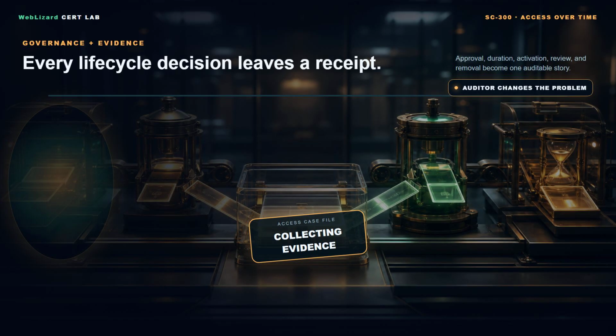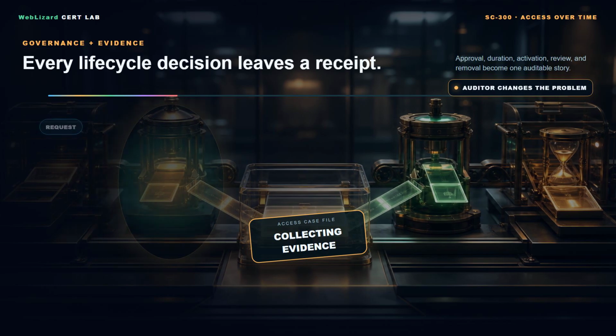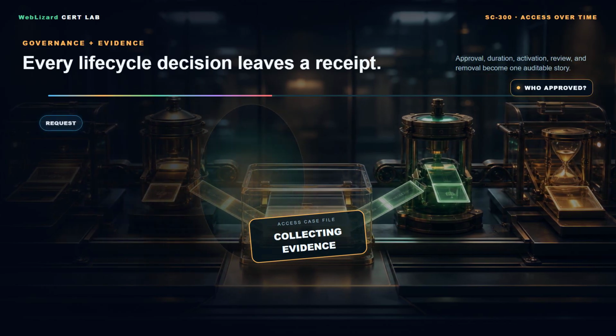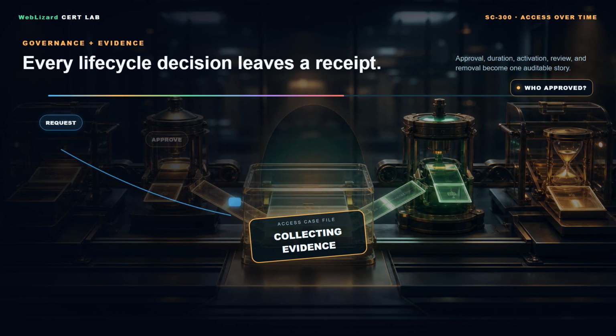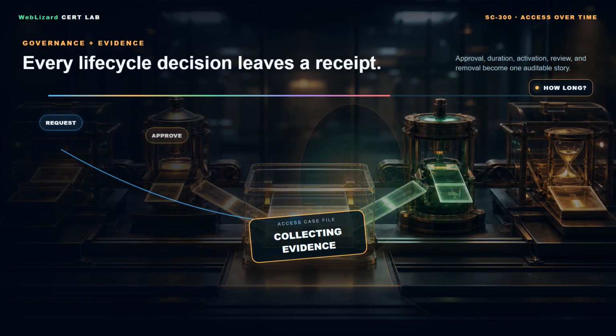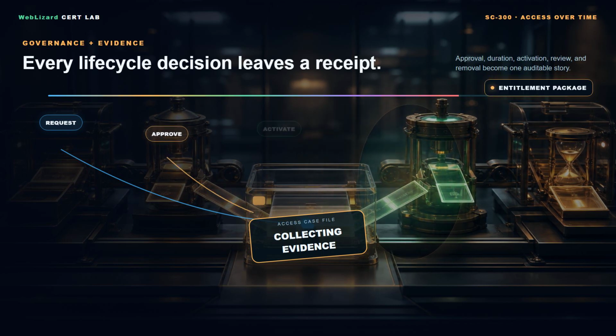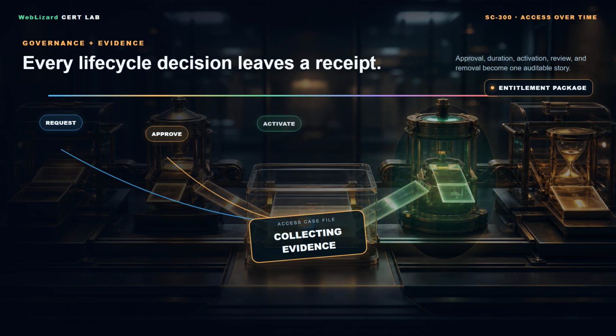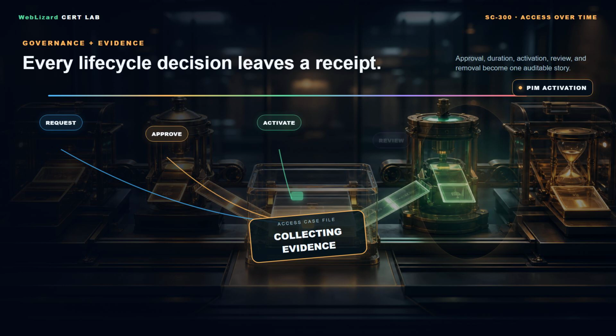Now both requests can proceed, but the auditor changes the problem. Who approved Maya? How long should access last? Should privilege be eligible and time-bound? How will the organization verify continued need? Entitlement management can package access. Access reviews test whether assignments should continue. Privileged identity management controls eligible and time-bound privileged activation. Logs, workbooks, and reports help explain the resulting activity.